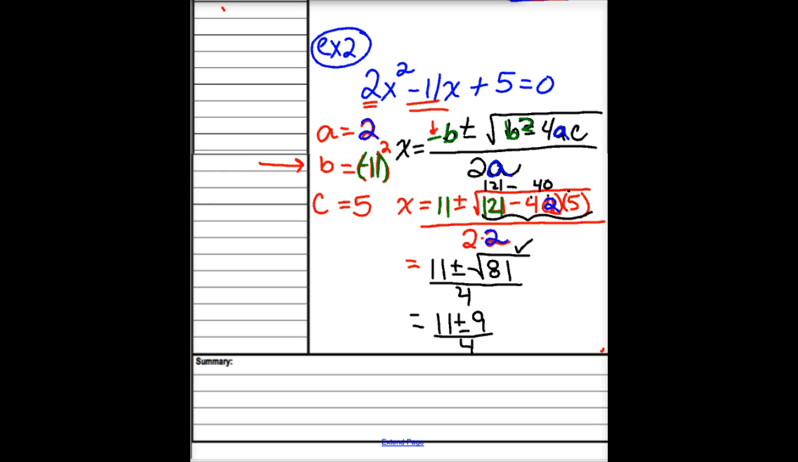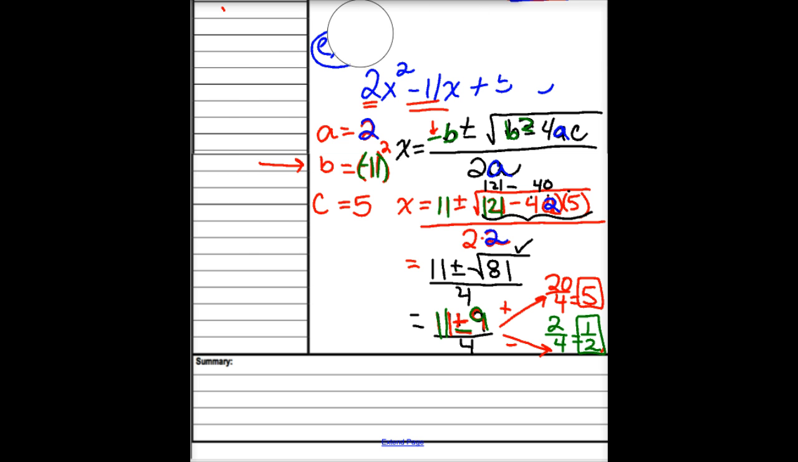Now at this point, this is where I branch off. I have to go up 9, and I have to go down 9. 11 plus 9 is 20. And again, it's over 4. I reduce it. One answer is 5. 11 minus 9 is 2. And it's over 4. And I need to reduce that fraction. And I've got 2 answers, 5 and positive a half. And I'm done. So last up, one more example.